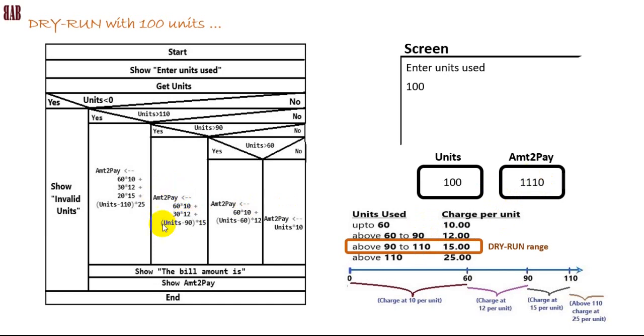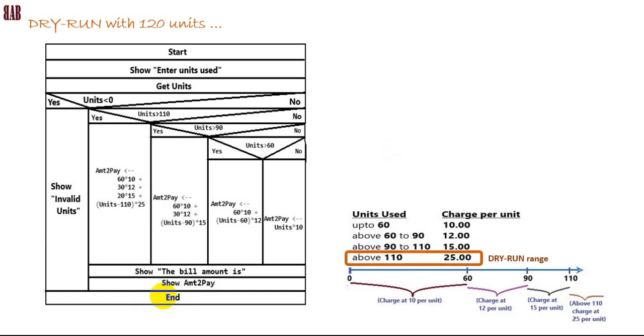So it stores. Now we go to the next line, which says the bill amount is, so it displays that amount value. Then you go to the next line, show amount to pay. Amount to pay is 1110, and then you go to the next line, end. So that's the end of that flowchart, right?